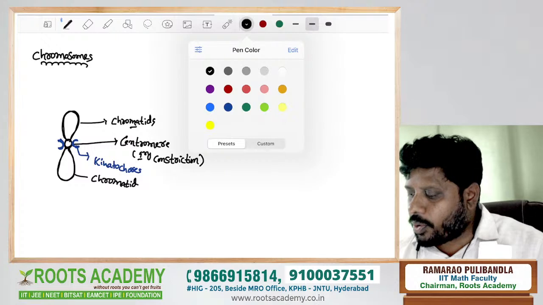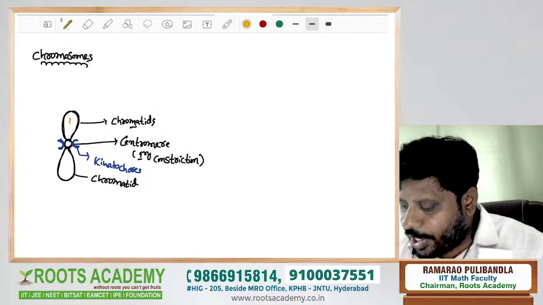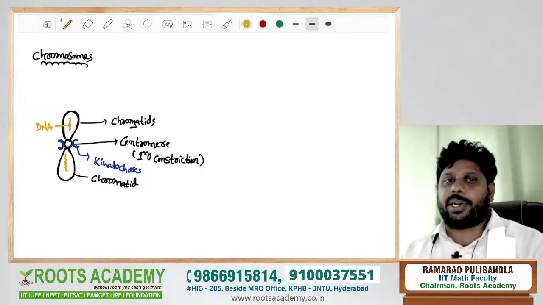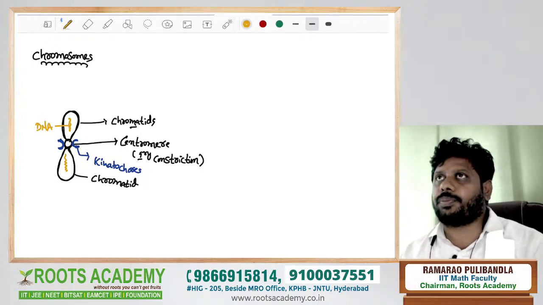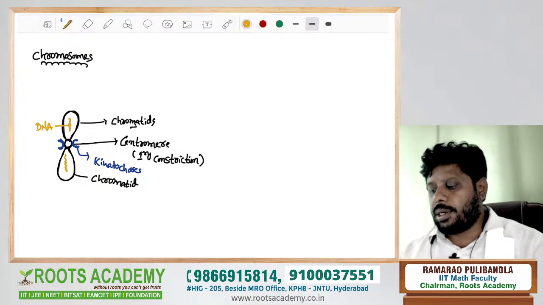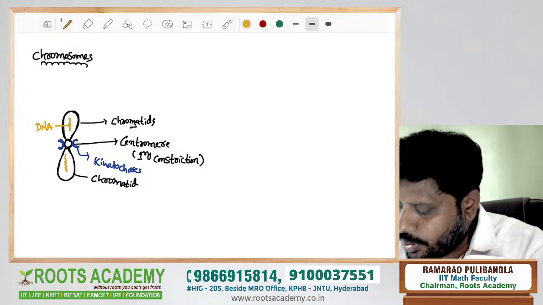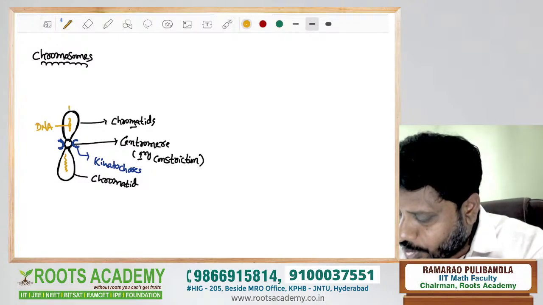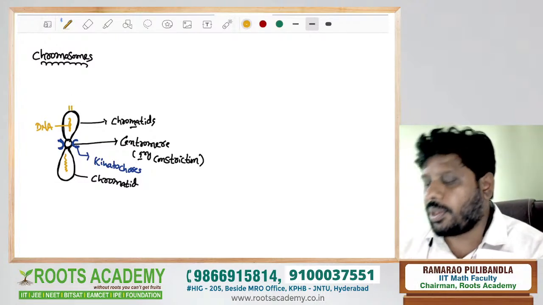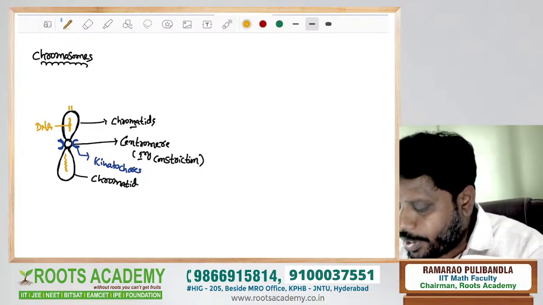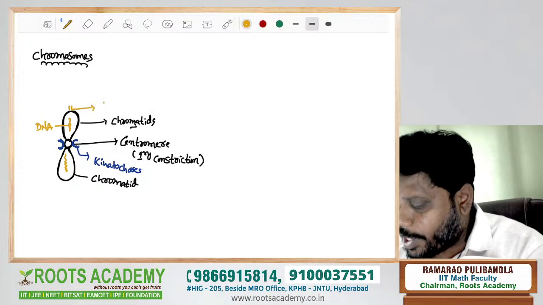In every chromatid, there is one DNA molecule. See, this is one DNA and this is one DNA. Every chromatid consists of one DNA. And see, whatever structure is present either above the chromatid or below the chromatid is called the secondary constriction.